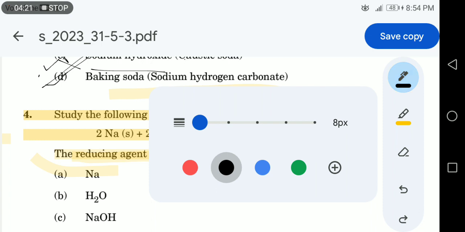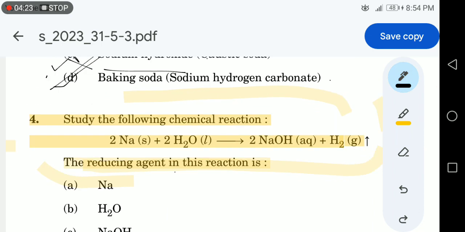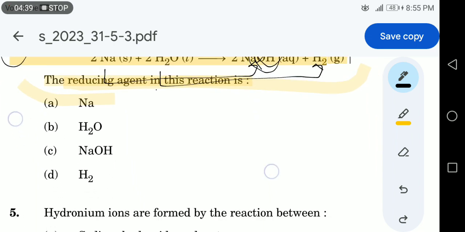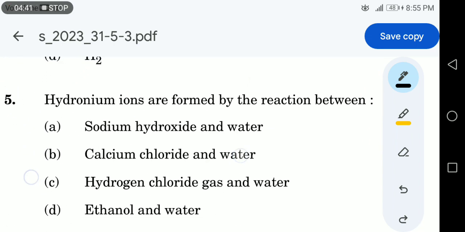Here, in this reaction, H2O is losing this oxygen and NaOH is gaining hydrogen but oxygen as well. So how is it? Please CBSE respond to this. I need an answer. So we are not going to do that question.